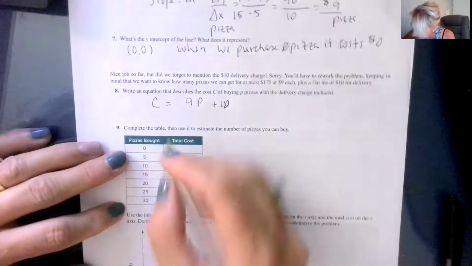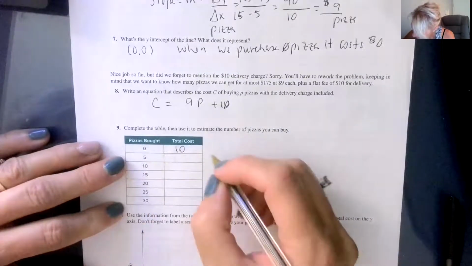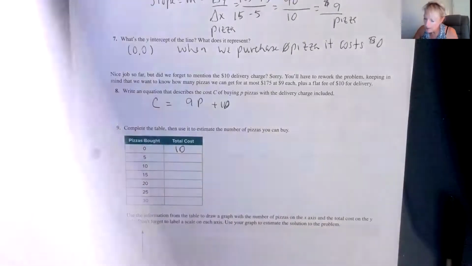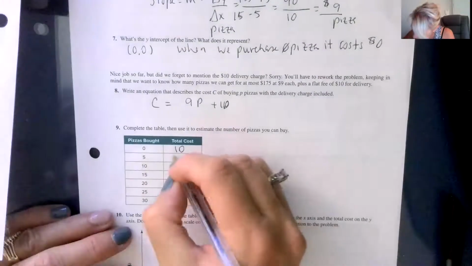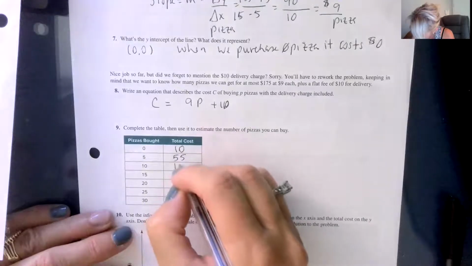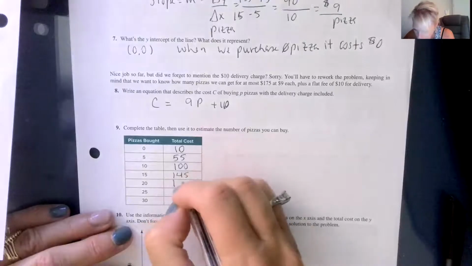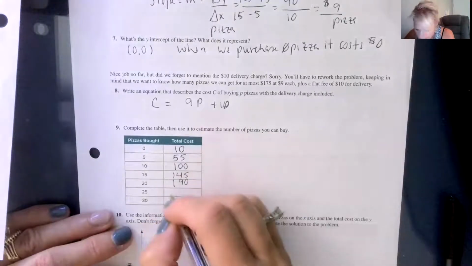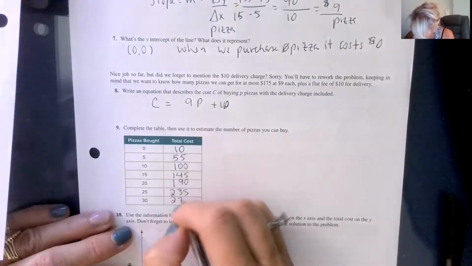Okay, so now it doesn't matter how many pizzas we buy, at 0 pizzas, we have to pay $10 for that delivery fee. So now all of these have an additional $10 for them because we have the delivery fee. So this one is going to be 55, 100, 145, 190, 235, and 270.